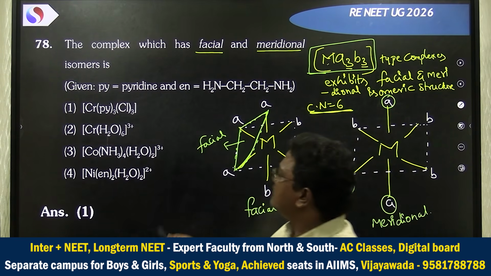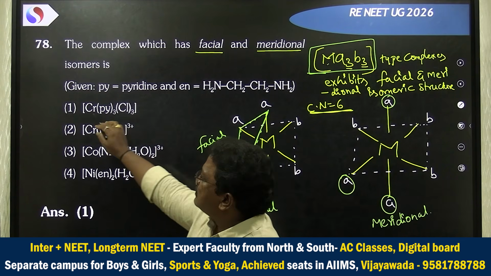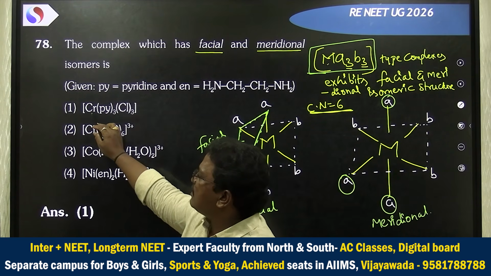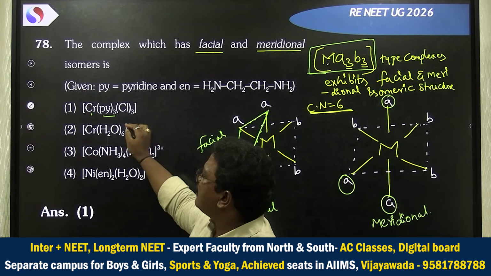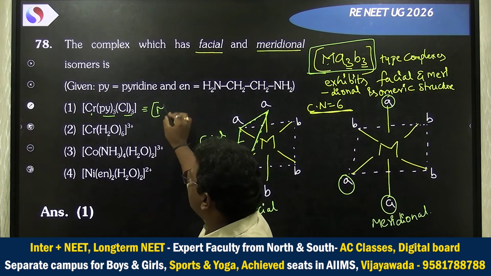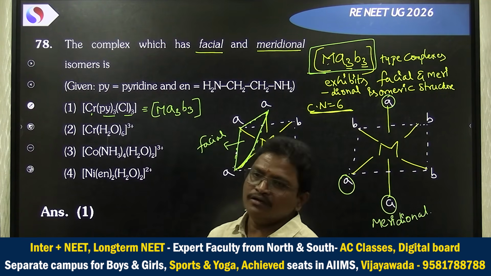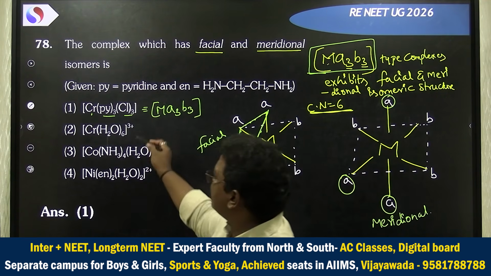Now let's check the options given here. Look, this is the ligand, this is the central metal atom, pyridine ligand and chlorine ligand. Is this simply looking like an MA3B3 type complex or not? Right, sir? Right. So let's look at this.